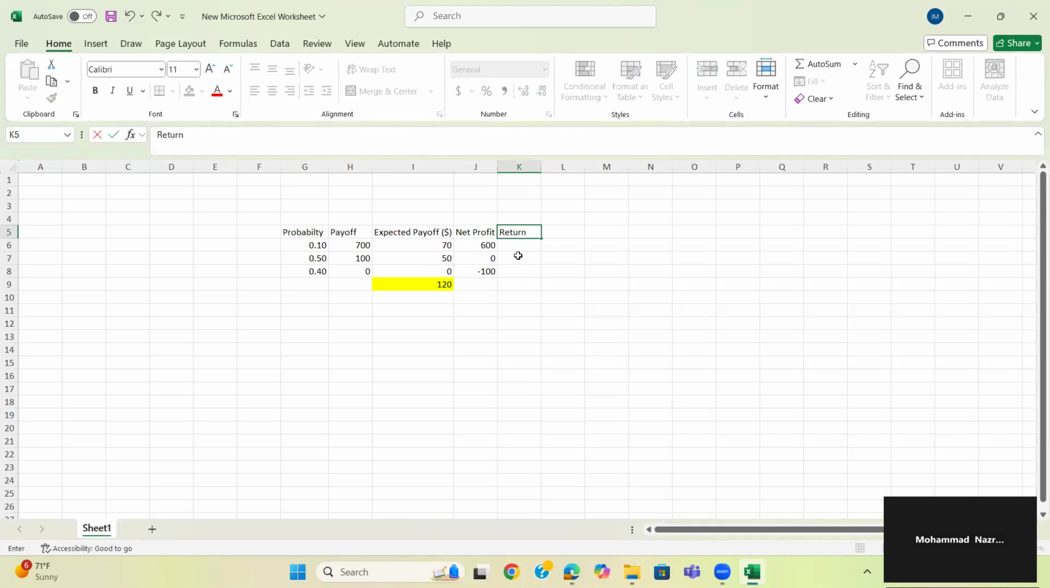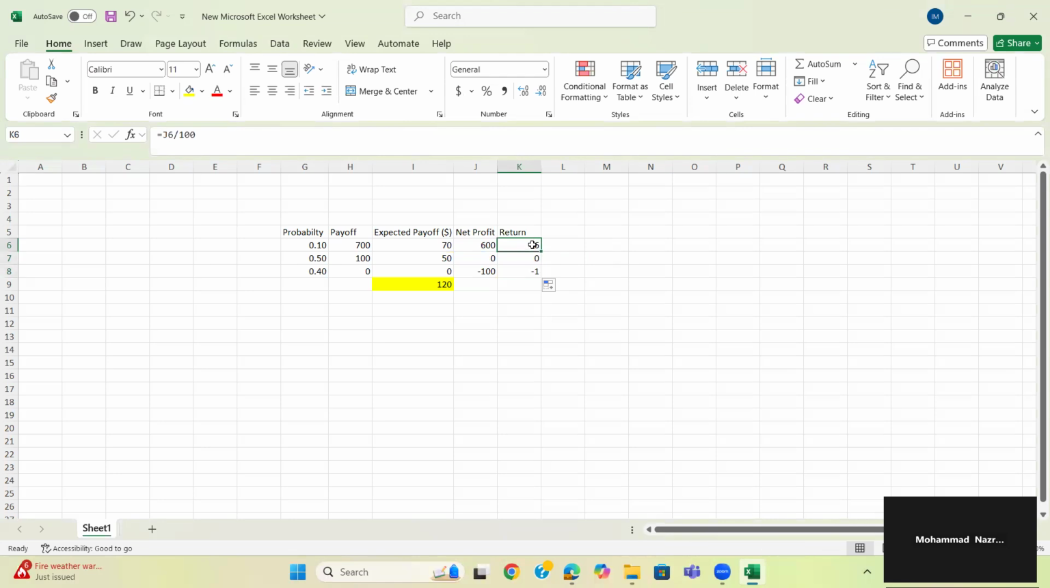Next, we will calculate the return. How can we get this return? Once we have the net profit, net profit over cost will give you the return, right? So that's how we'll get the return here as 6, 0 and -1. This is our fractional value.